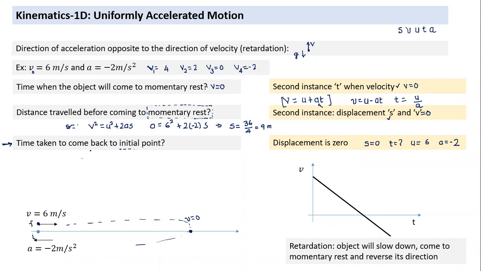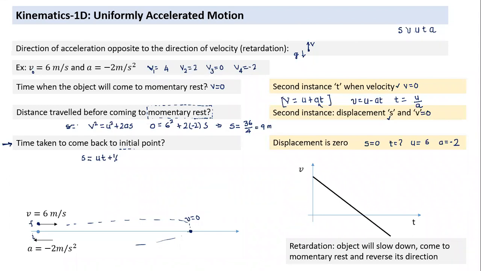And what I need to find? I need to find time. So I need an equation which has the given quantities and also the quantity I need to find. I need to find t. S is 0, given. These are the given. That's why I need to use the equation S equal to ut plus 1 by 2 at square.